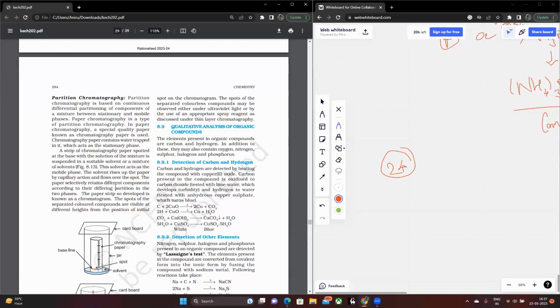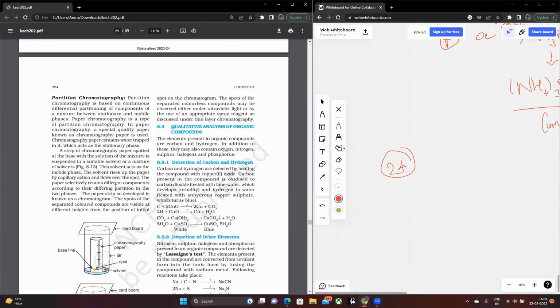If the affinity towards the mobile phase is lesser, the component is more going to go towards the stationary phase and stay there instead of going through with the mobile phase upwards through capillary action, right? If the affinity towards the mobile phase is much more, then it's not going to sit in the stationary phase, but it's going to remain with the mobile phase and move up, right? So the different levels of affinities towards the stationary and mobile phase is what makes this differential partitioning possible, right?